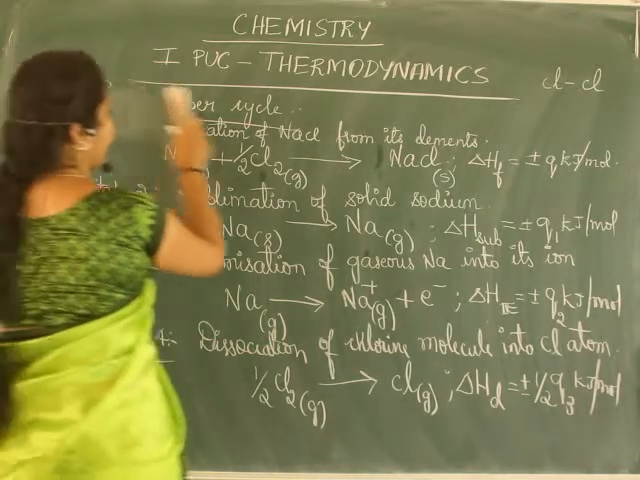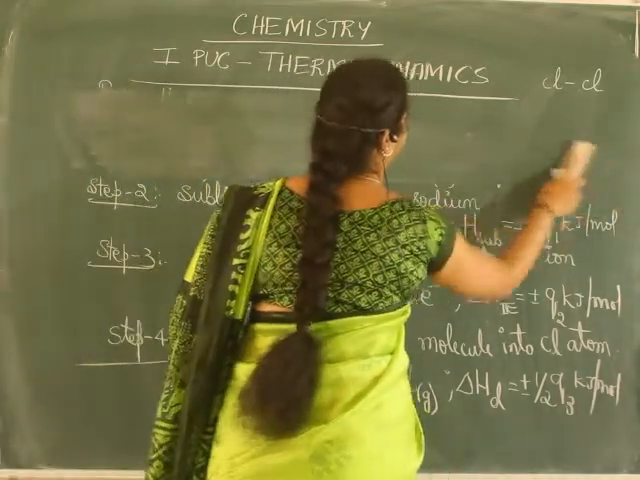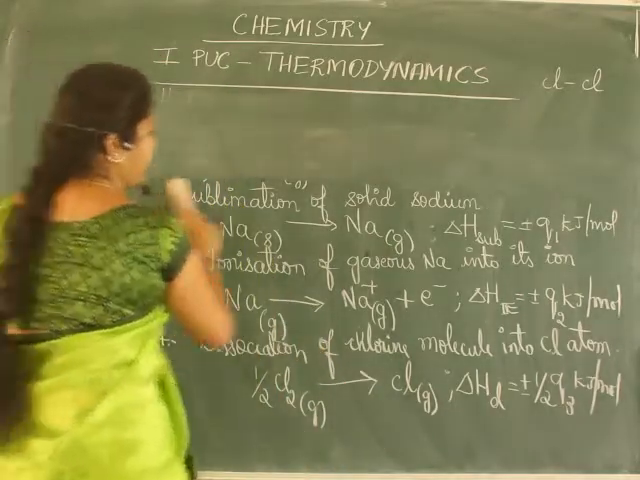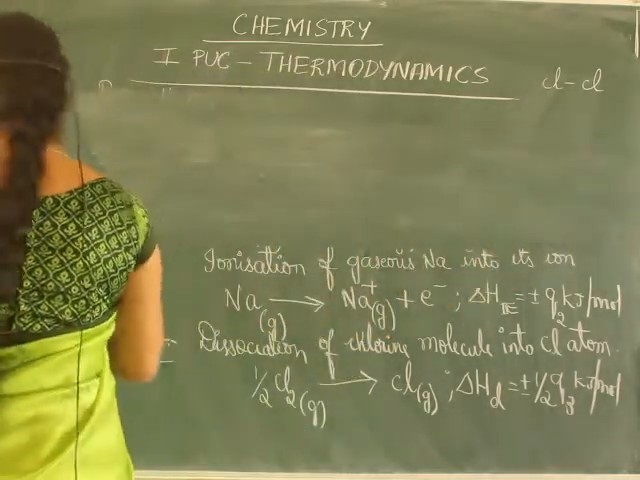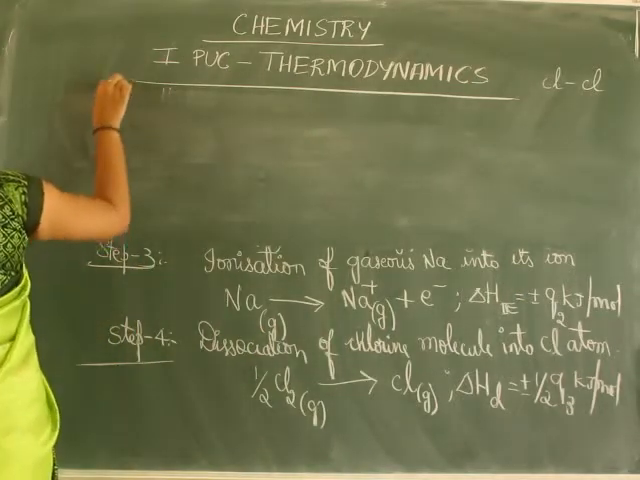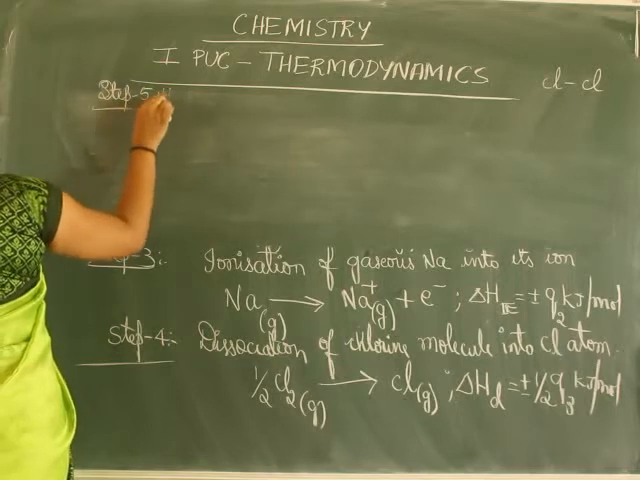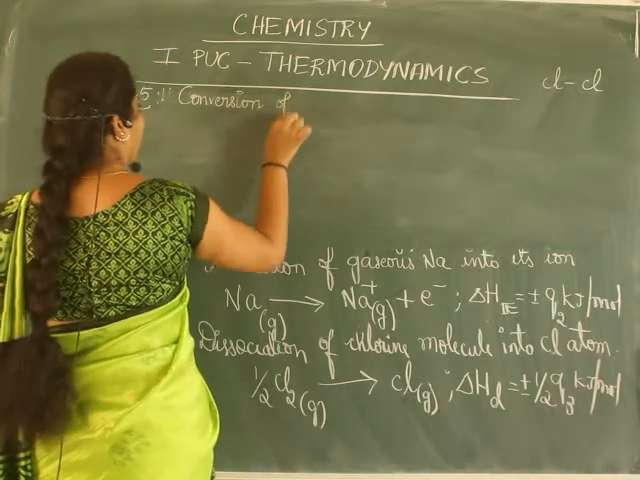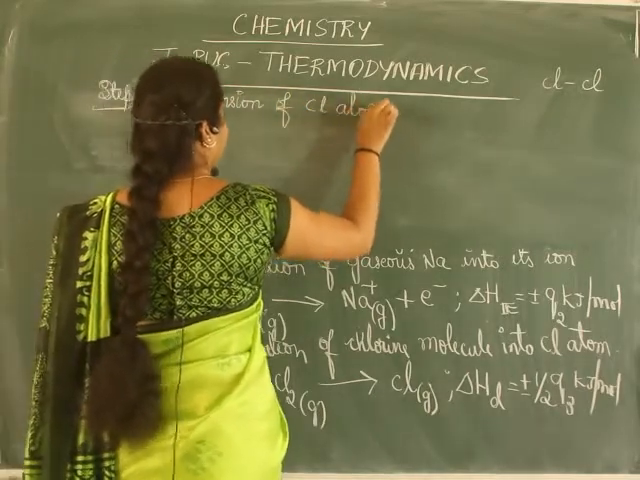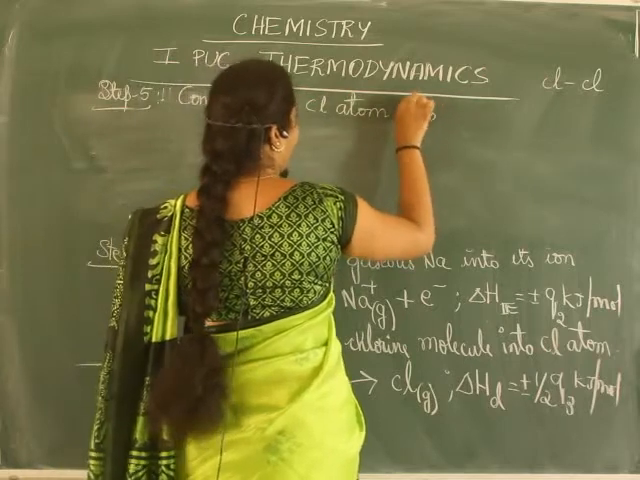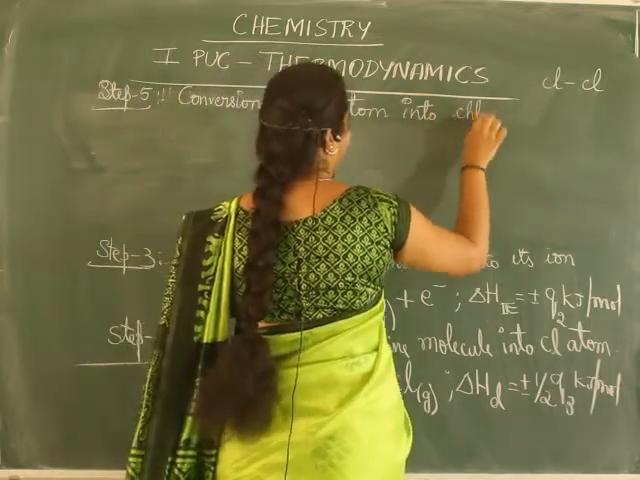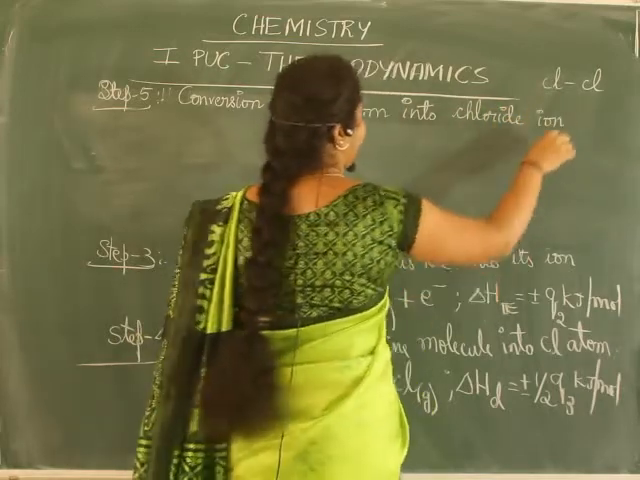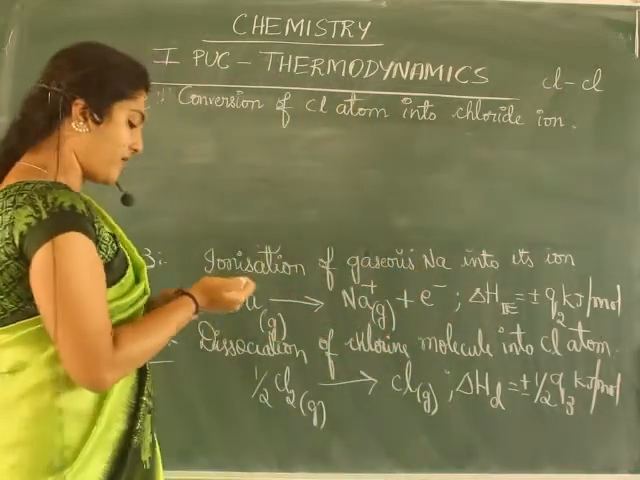Next, after this one, what should we do? We have to convert chlorine atom into its ion. So step 5 is conversion of chlorine atom into chloride ion. Now you call the ion Cl minus as chloride ion. If you don't understand, write it as Cl minus ion, if you find it very difficult.